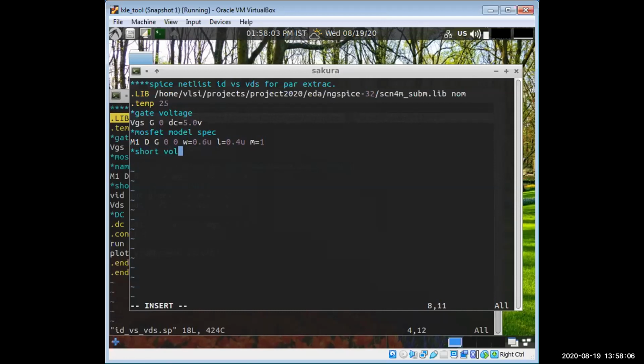So this is the short circuit voltage across the drain terminal. So that was VID.